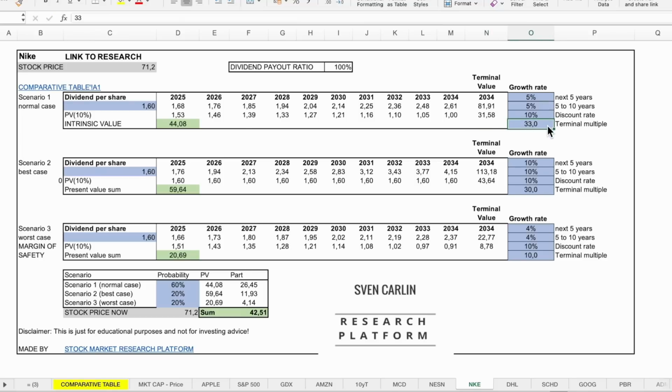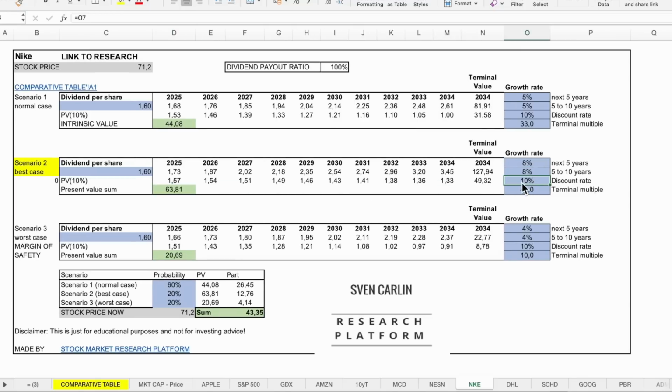Terminal multiple of 33, the intrinsic value of Nike there is 44. If we go to the best case scenario, they managed to grow at 8% with their standard ups and downs, and the market gives it a multiple, let's say, of 40, then that explains what the market is still pricing in now, pretty positive for Nike. But we need to reach that growth rate, and then again the stock is overpriced from that perspective.